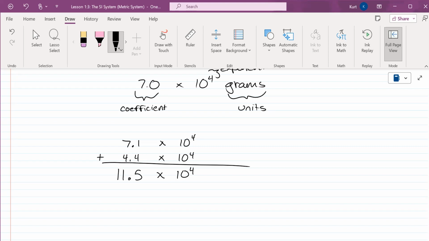And I think I know what you're going to say. But I want you guys to look at that final answer. Take a look at the coefficient. Is that number between 1 and 10? This is where a lot of you are going to lose points, and you can't say I didn't tell you. You have to look at what you think might be your final answer. That coefficient right there, the 11.5, is not between 1 and 10.